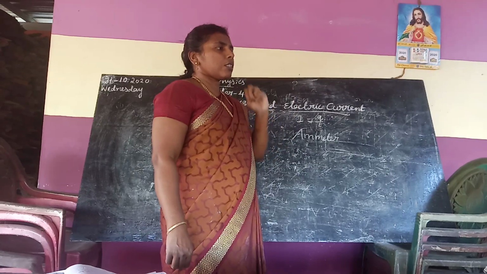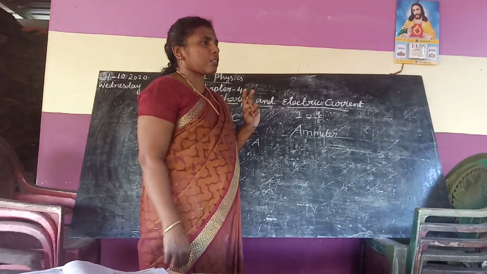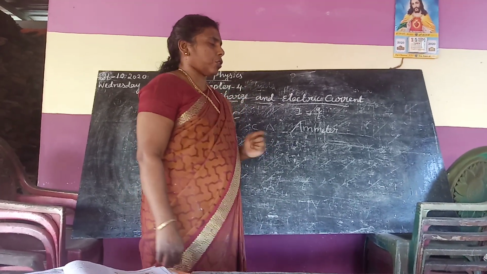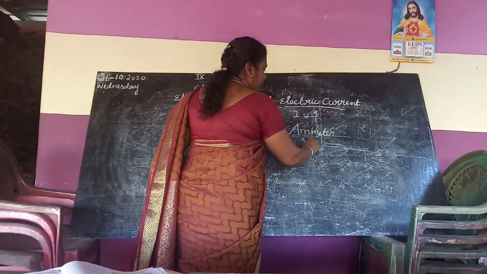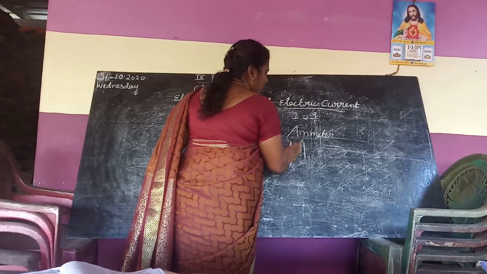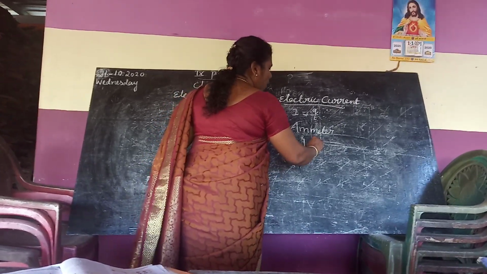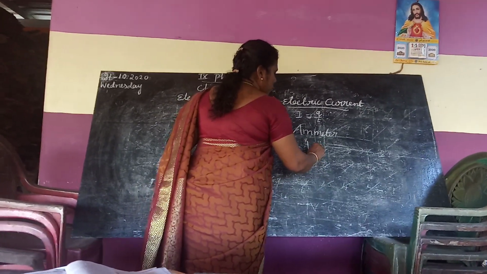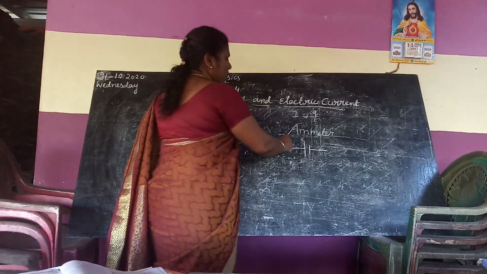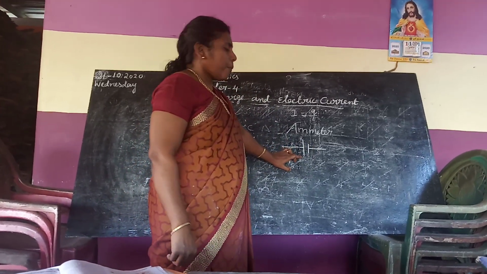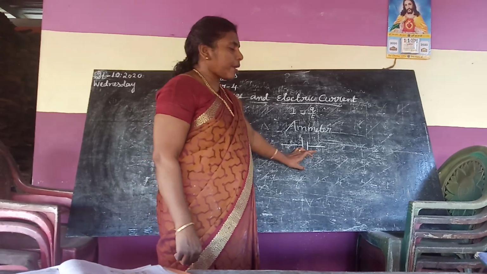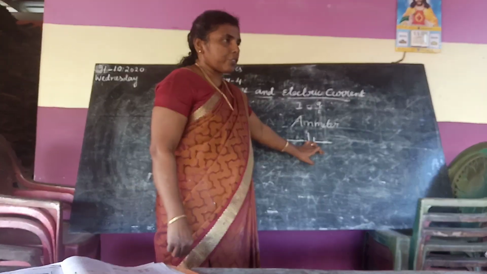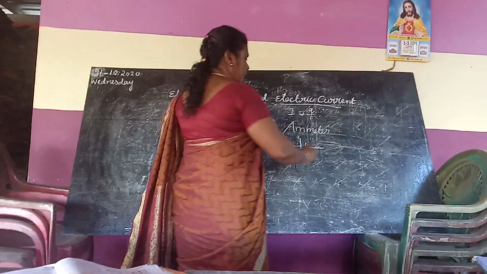Two types of charges we have already learned: positive charge and negative charge. How should we mention them? A long line is the positive charge and a small line is the negative charge. This is the cell. One cell consists of a positive terminal and a negative terminal. This we will call a cell.